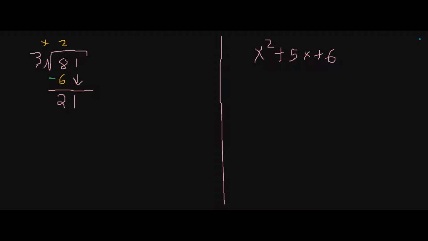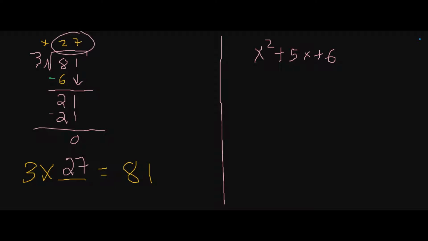Well, 3 times what gives me 21? That's just going to be 7. And now we just complete this problem. What is 3 times 7? That gives me 21. Now we can subtract these, and we get a remainder of 0. Therefore, the original problem, what we were trying to figure out is 3 times what gives me 81. By using long division, that means 3 times 27, that's the number we got up here, is equal to 81.